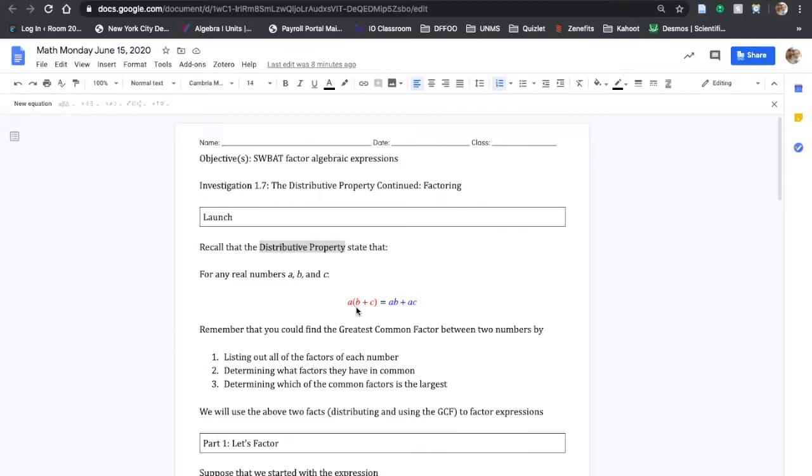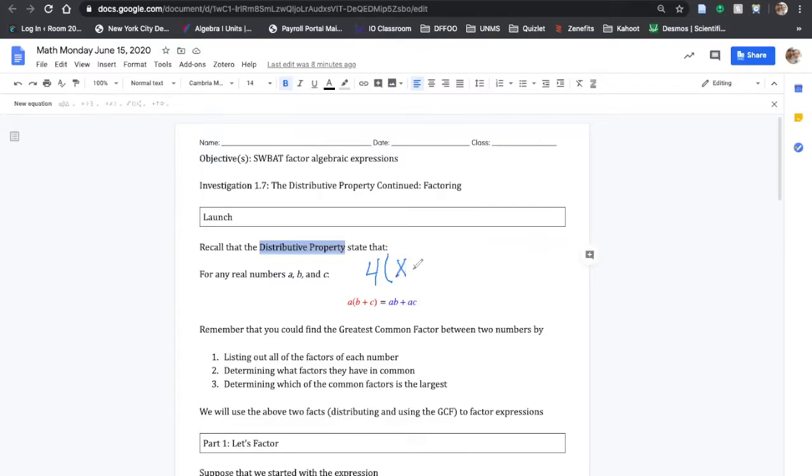All right, so our objective for today is that students will be able to factor algebraic expressions. Now, if you remember last week, we were working with the distributive property. Just remember that we said the distributive property says if you have the product of A times B plus C, that's equal to AB plus AC. And again, just remember the distributive property is something that we use when we have variables.